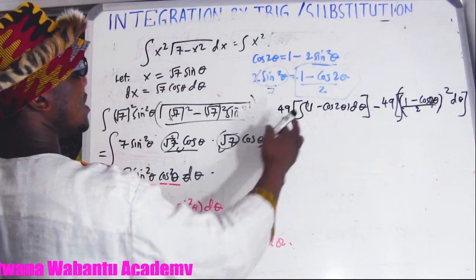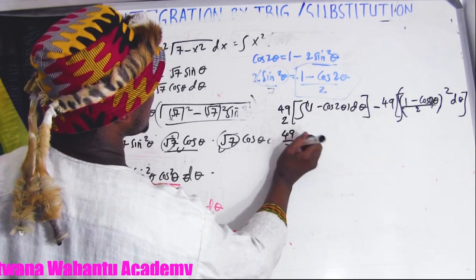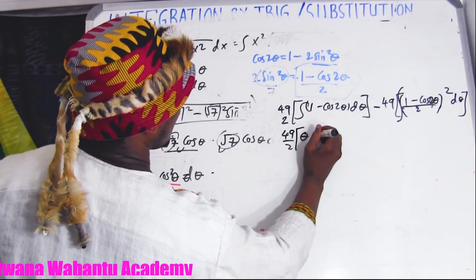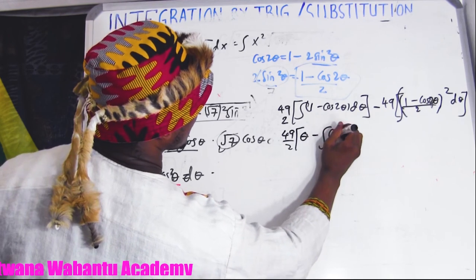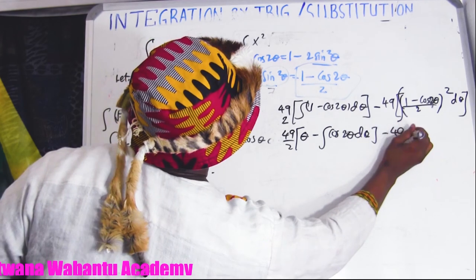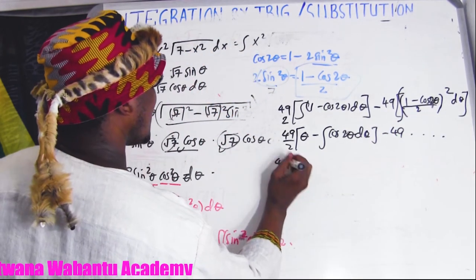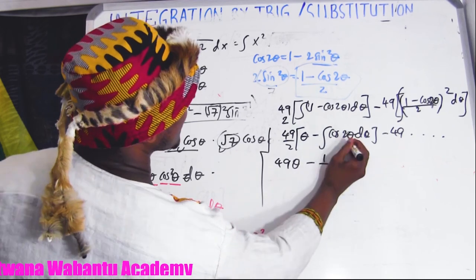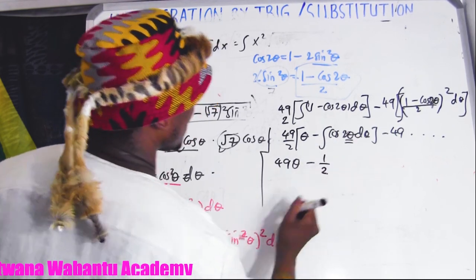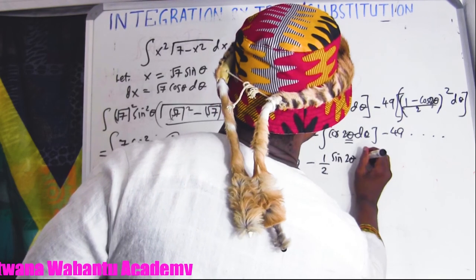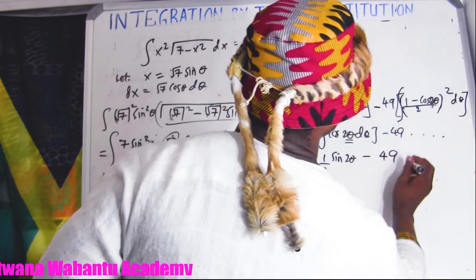So what we're going to do, this is going to get finished because it's going to be 49 over 2. Now we're going to integrate. Integrating 1 d theta is going to give theta, and then minus the integral of cos. So this is 49 theta minus 1 over, differentiate this, it's going to give us 2. But when you integrate cos, you get sine. Minus 49.